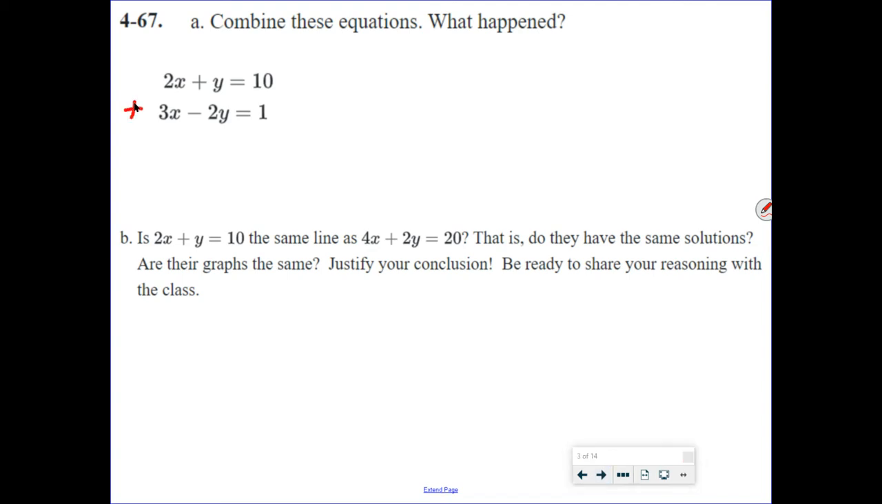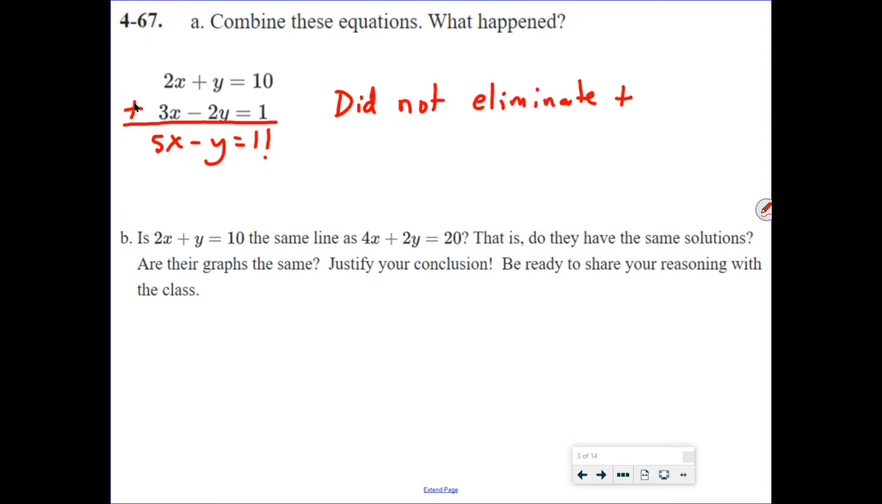Let's see what happens. So when I add these two up, I get 5x. Oh, positive y and negative 2y gives me minus y equals 11. What happened is I did not eliminate a variable, and that's the whole point of elimination, right? Is to eliminate a variable so I can actually solve it. I didn't do that there, so that's the problem there.